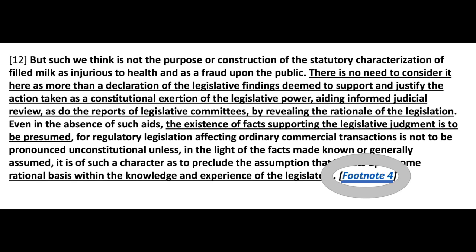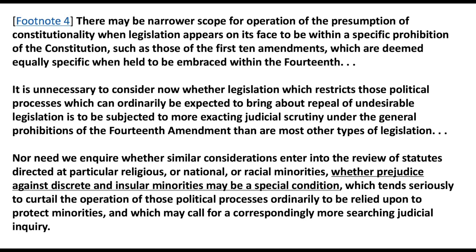And what you should know is that footnote 4 of Carolene Products is regarded as perhaps the most significant footnote of any Supreme Court opinion ever, although there's maybe one or two rivals in other cases. But certainly footnote 4, among the constitutional law crowd, is almost like code. You just say footnote 4 and everyone knows that you mean Carolene Products. And here is the famous footnote 4, and it comes in 3 parts.